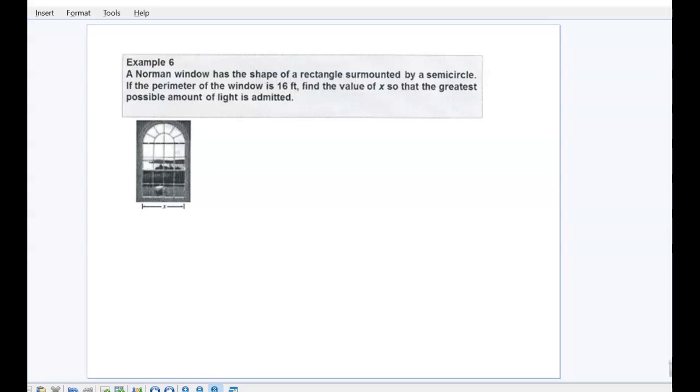So if the greatest amount of light is admitted, that means that we want to try to maximize the surface area. Okay, so that's what our goal is. And we know the perimeter of the window is given to us as 16 feet. And we know that this distance right here, they labeled as x in the diagram. So we're going to start with a let statement. We're going to say let x equal the width.